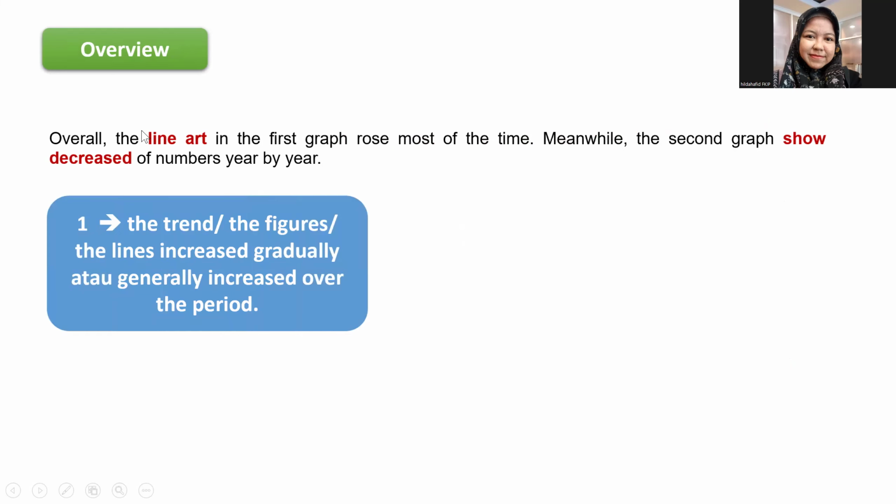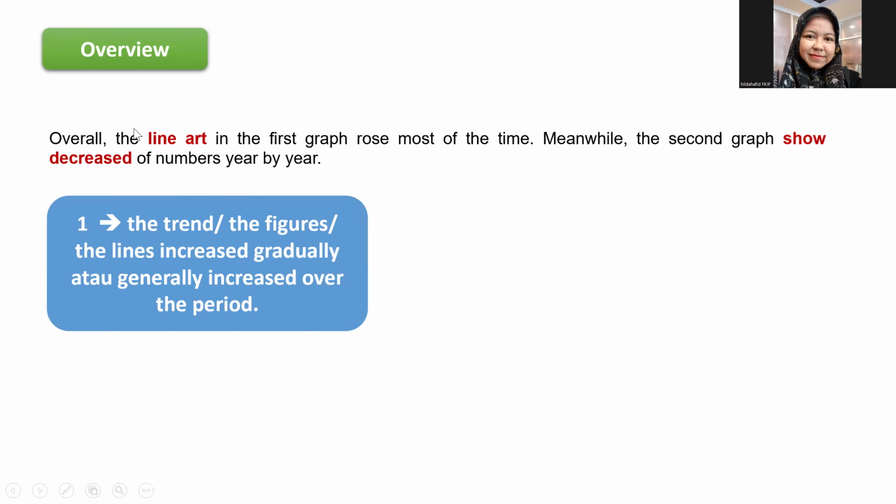Okay, first, line art. I know what you mean by saying line art, but in English, line art means something different. It's not only lines on the graphs, because you put art here, which means something different from what we should use in this IELTS writing.